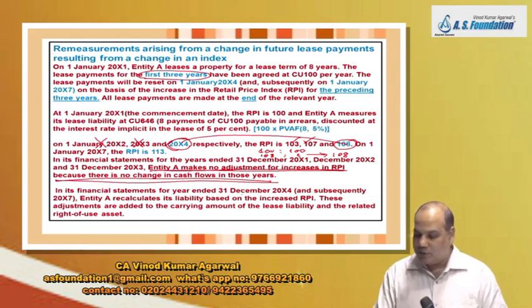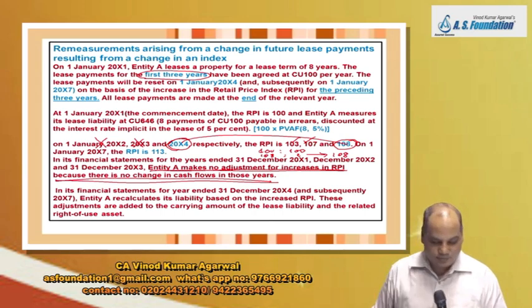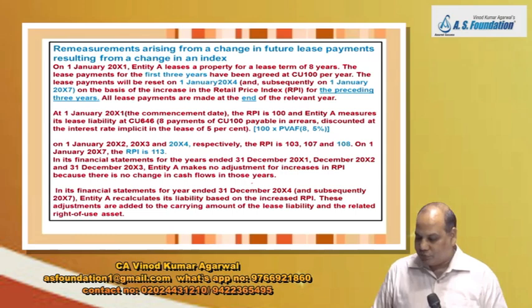In its financial statement for year ended 31st December 2004 and subsequently 2007, entity A recalculates its liability on the increased RPI. These adjustments are added to the carrying amount of the lease liability and to the related right of use asset. Is it right? Now the question is, how will you calculate how much would be the change in the lease liability on these two dates, that is 31st December 2004 and 31st December 2007. Okay, how will you calculate that change?